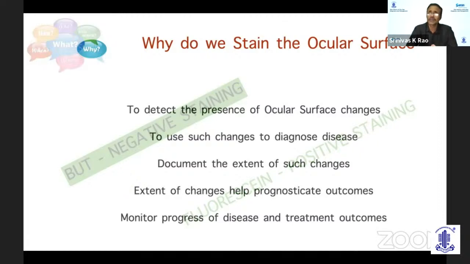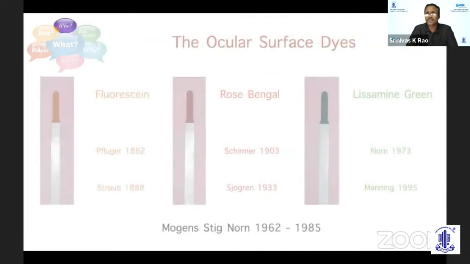So the reasons for staining would be to detect the presence of ocular surface changes, use these changes that we detect to diagnose different types of ocular surface disease, document its extent, and use this documentation to help prognosticate the disease when we talk to the patient. And after we start treatment, follow up the surface to see whether it's getting better or worse using these very same changes.